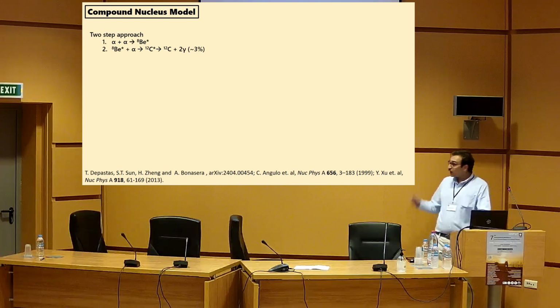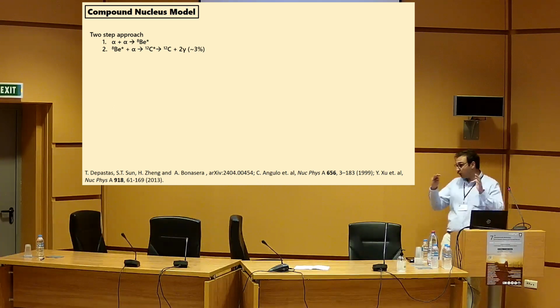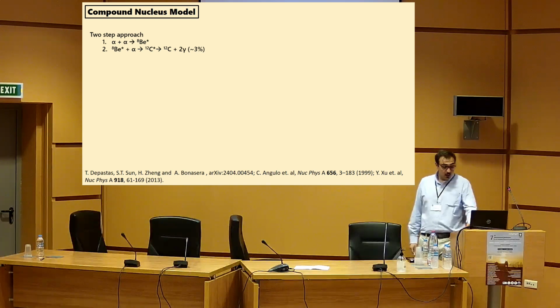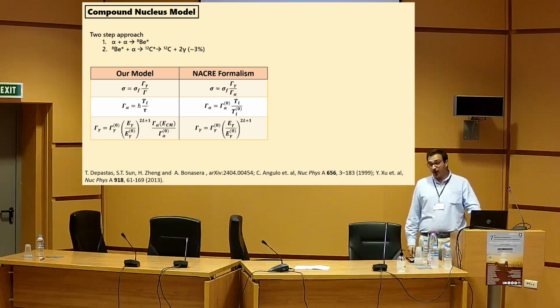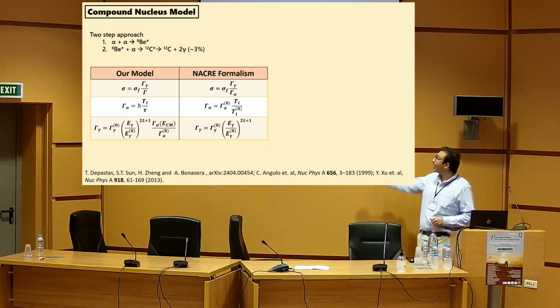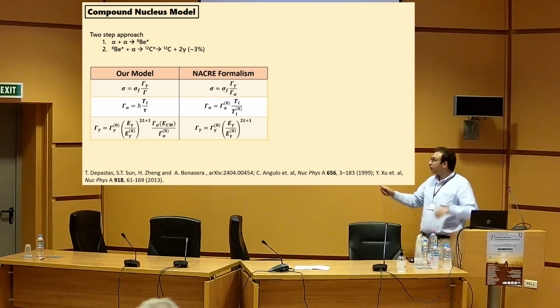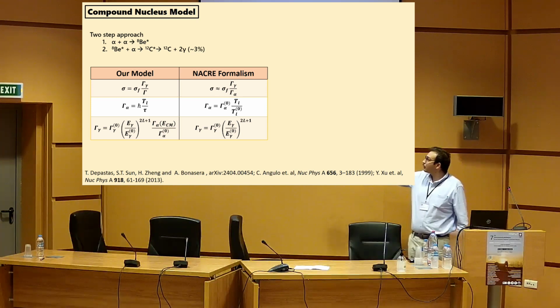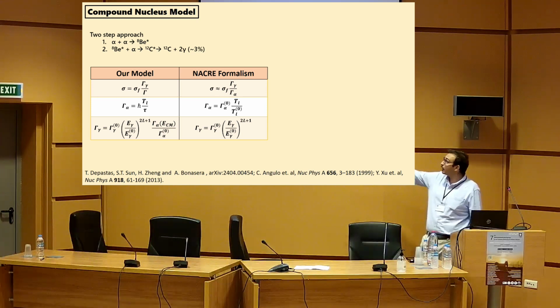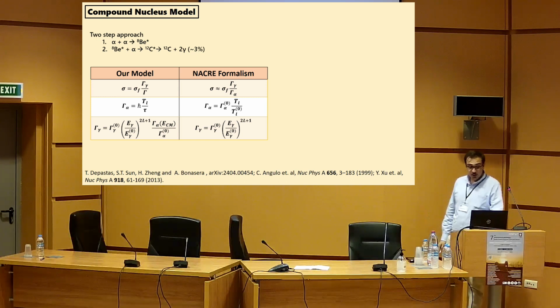So we consider this as a 2-step approach, and we have constructed a novel theoretical framework to cover the entire thing, which we compare with one of the most famous theoretical frameworks, that of the NACRE collaboration. We use a complete compound nucleus method. The fusion cross-section for the second step is given by the fusion cross-section over the branching ratio, that is given by the ratio of the widths.